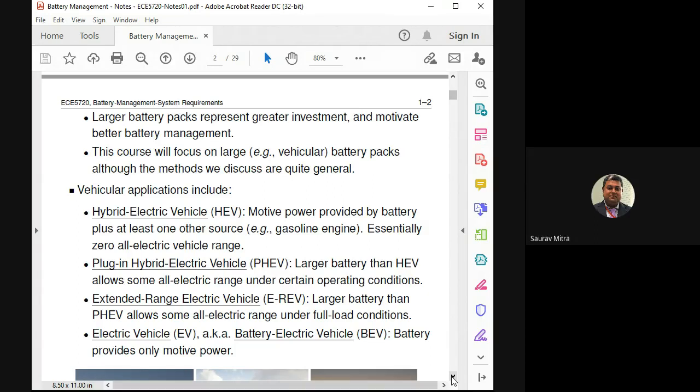Larger battery packs represent greater investment and motivate better battery management. Sometimes we invest a lot of money on the battery, but we don't use a smarter technique. So even if the battery is good, we don't get good efficiency or good utilization from it, and bad utilization actually reduces the lifetime of the battery. A highly efficient battery is very important, and a better management strategy is more important than that.